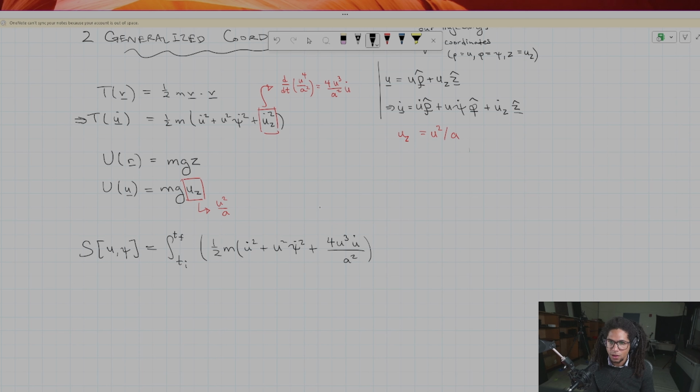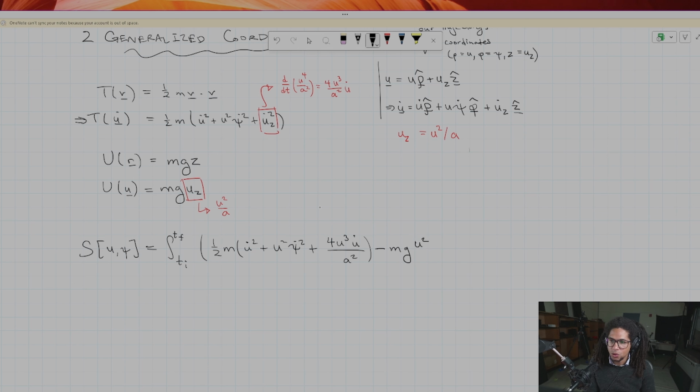Great. Then I need to do minus mgz, but that's minus mg u squared over a. Okay, and then dt. Good. Now, I'm going to go ahead and do the Euler-Lagrange equations.